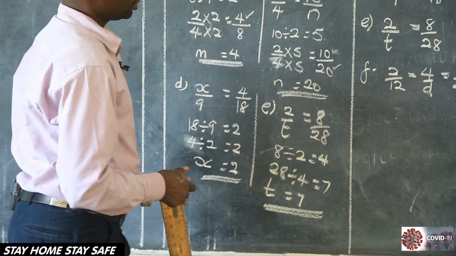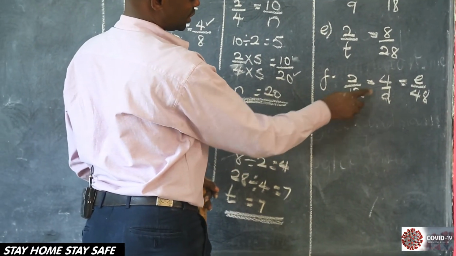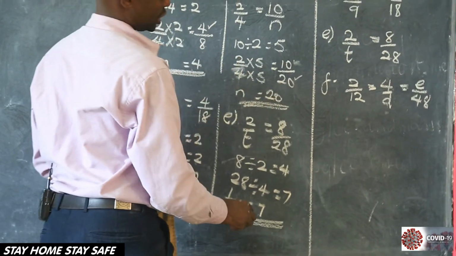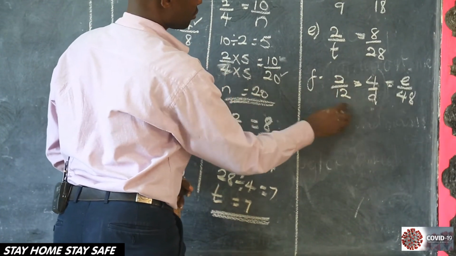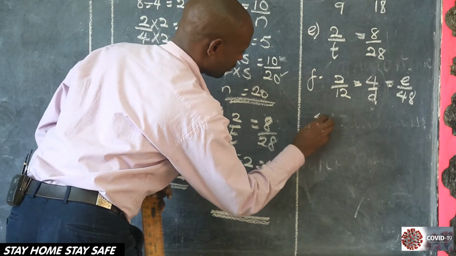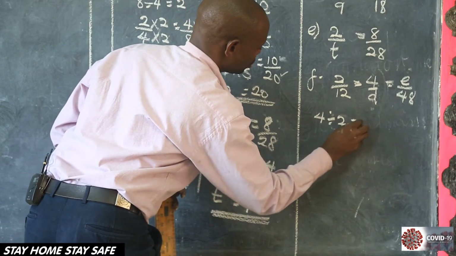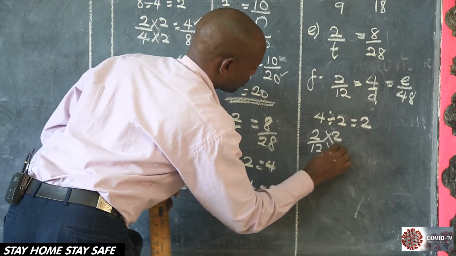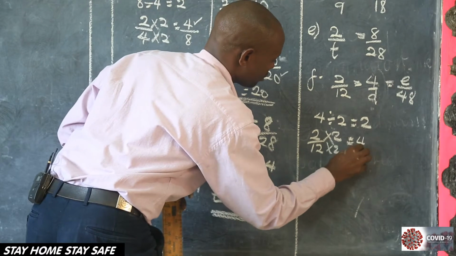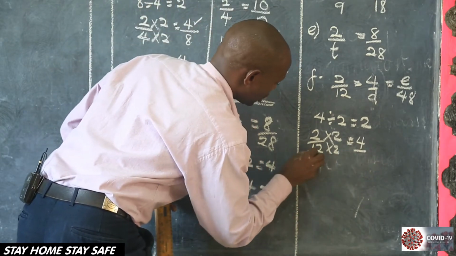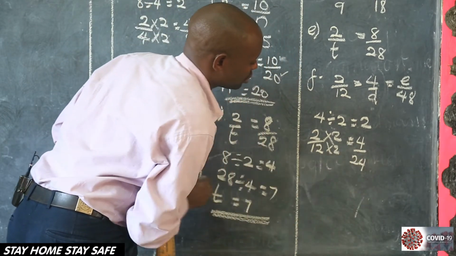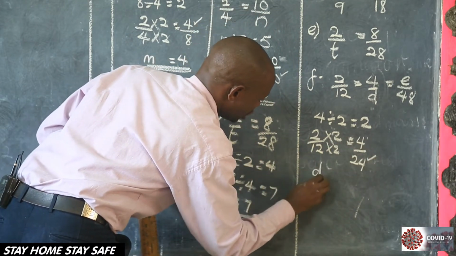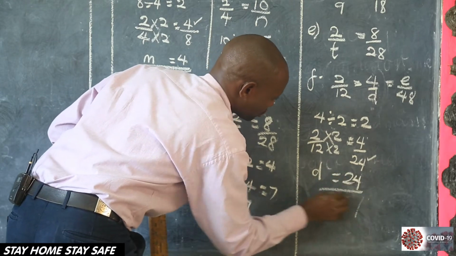And lastly, we have 2 out of 12 is equal to 4 out of D, which is equal to E out of 48. Begin by comparing the first two fractions. So we shall have 4 divided by 2, which will give you 2. 2 out of 12, we multiply by 2, we multiply by 2. 2 by 2, we shall get a 4. Out of 12 times 2, we are getting 24. 4 is given, so it means I'm looking for 24. D is equal to 24.